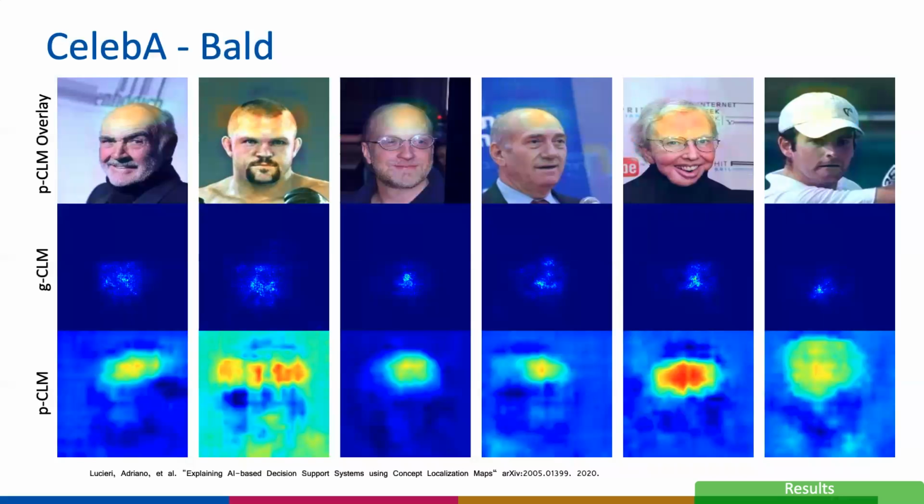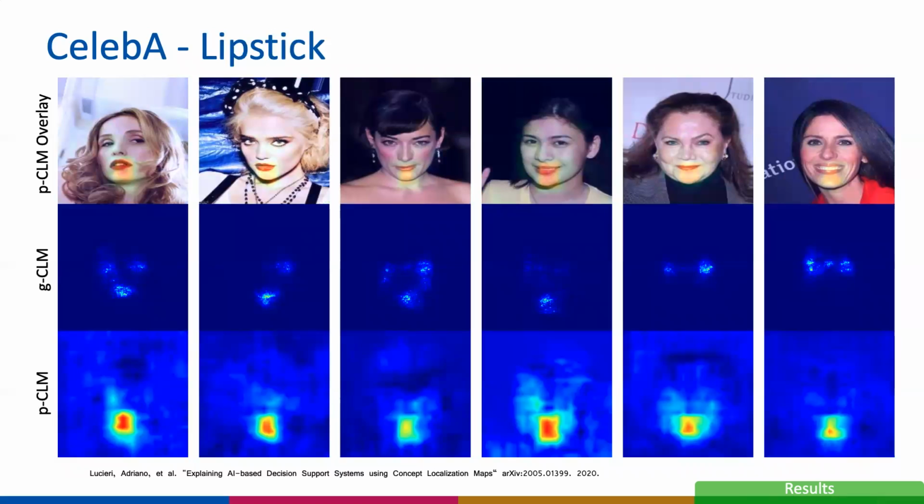The evaluation on the CelebA dataset revealed more superiority of PCLM. Here we see again the bald concept and how with PCLM we are able to localize the forehead of people. Also, the rightmost column shows that the network seems to sometimes confuse the concept of heads with the bald concept. Finally, this example shows how PCLM is reliably able to locate the mouth region for the lipstick concept, whereas the GCLM method often erroneously focuses on the eyes as well.